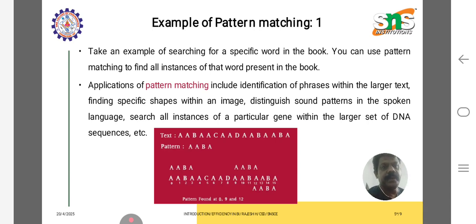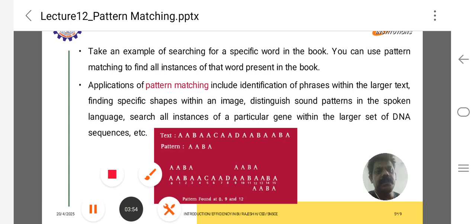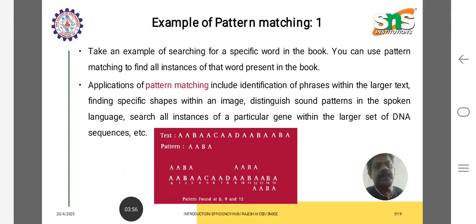So one example where pattern matching is possible: take an example of searching for a specific word in a book. You can use pattern matching to find all instances of that word present in the book. So if you look at that, applications of pattern matching include identification of phrases within a larger text, finding specific shapes within an image, distinguishing sound patterns in spoken language, and searching all instances of a particular gene within a larger set of DNA sequences.